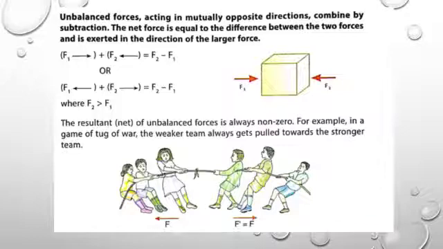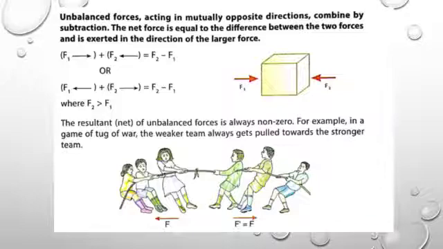There is an example of the tug of war game. All of you are familiar with that game. Then what happens in that case? The stronger team, which applies more force, pulls the weaker team towards themselves and they win. The forces are applied from opposite directions, and the resultant net unbalanced force is always non-zero. As a result, the stronger team wins.